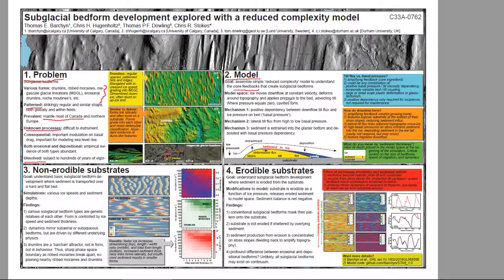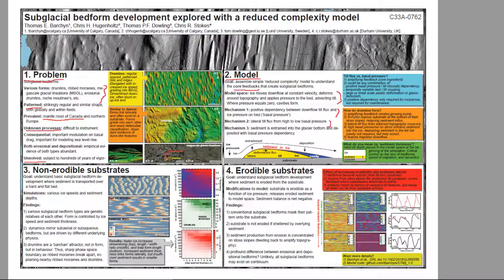So the model space, just a very simple cellular model space, is very common in geomorphology. There's three basic huge mechanisms. First is an amplification mechanism. So there's a positive dependency between downflow till flux and ice pressure. So how hard the ice is pressing on the bed, that controls how much downflow till flux is occurring. And so that's unstable on its own. So it needs these two additional mechanisms.